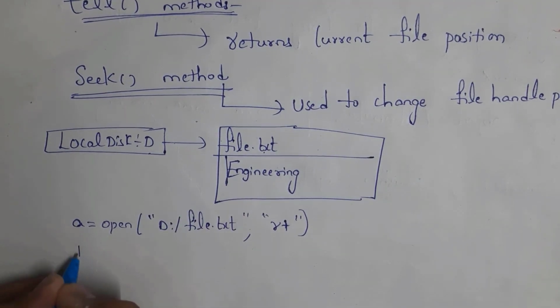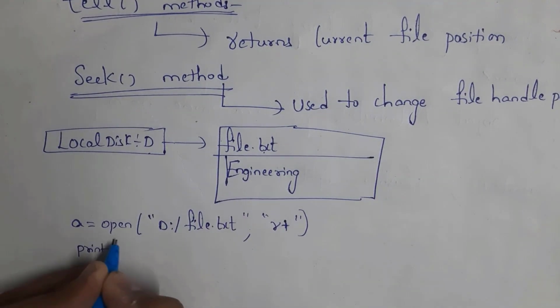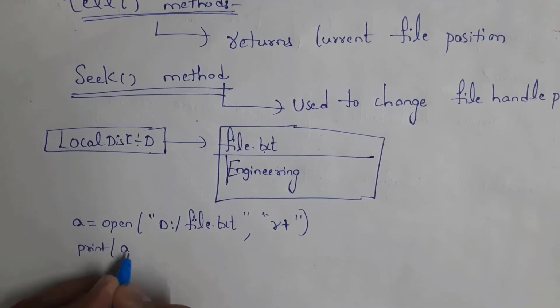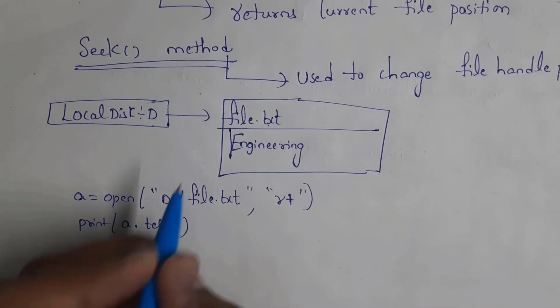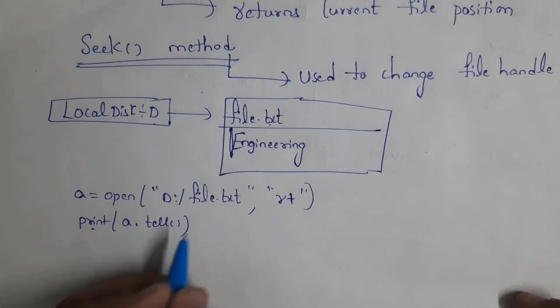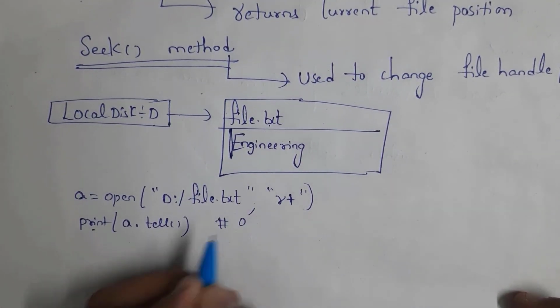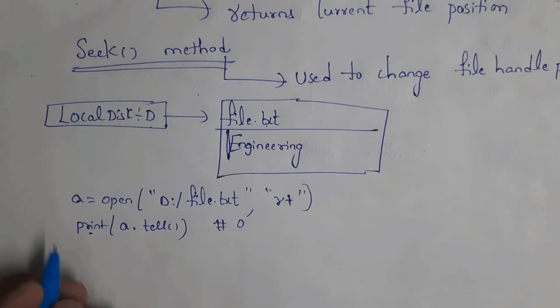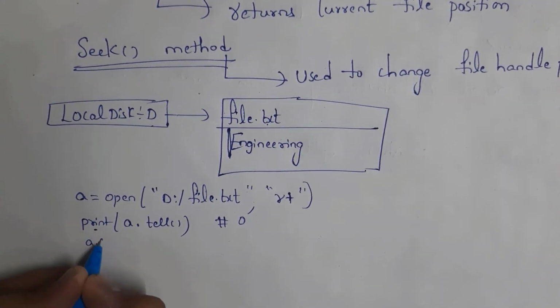My cursor is at the first position. So I want to find the cursor position. Write here print. My file is present in object a, so write here a.tell. Whenever I open this file, my cursor is at index number 0, that is the first position. So whenever I run this line of code, it will display the output 0 because my cursor is at index number 0.